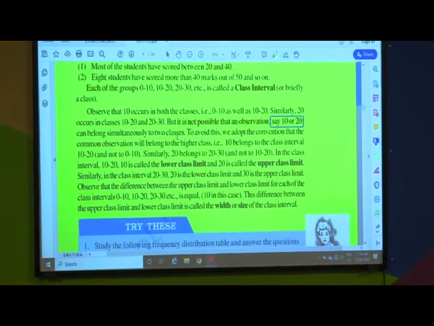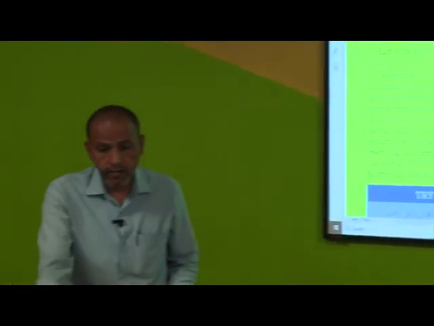Then what do we have to do to avoid this? See what they are telling. They are telling very clearly, to avoid this, we adopt a convention, a rule. What is that? The common observation will belong to the higher class. That is, 10 belongs to the class interval 10-20.